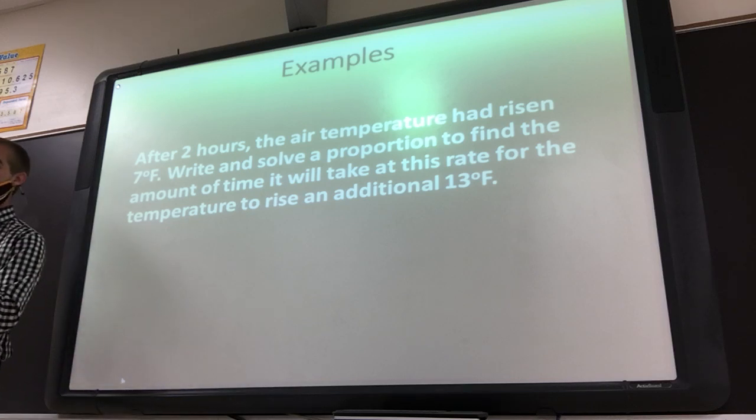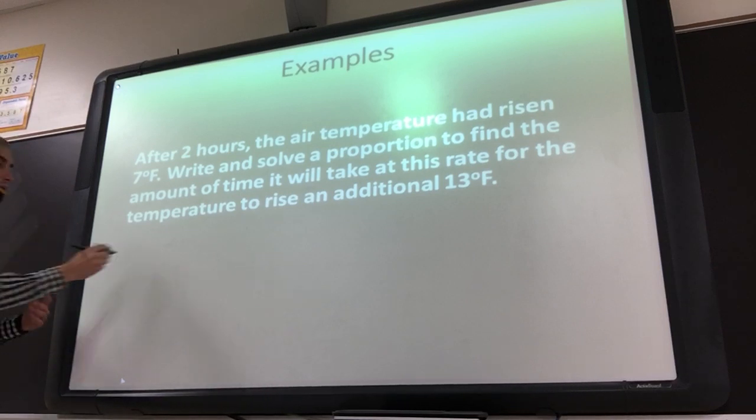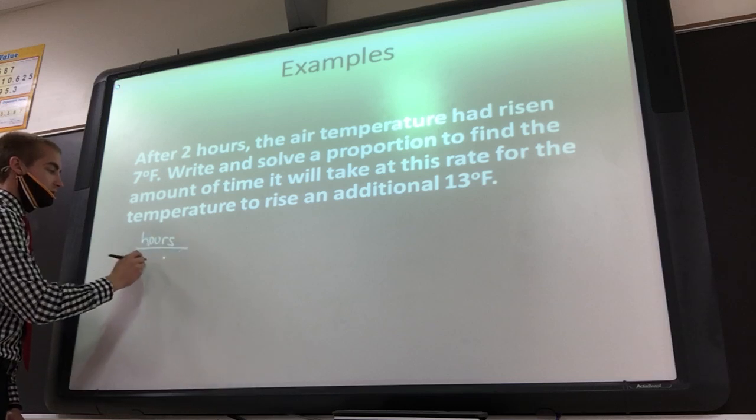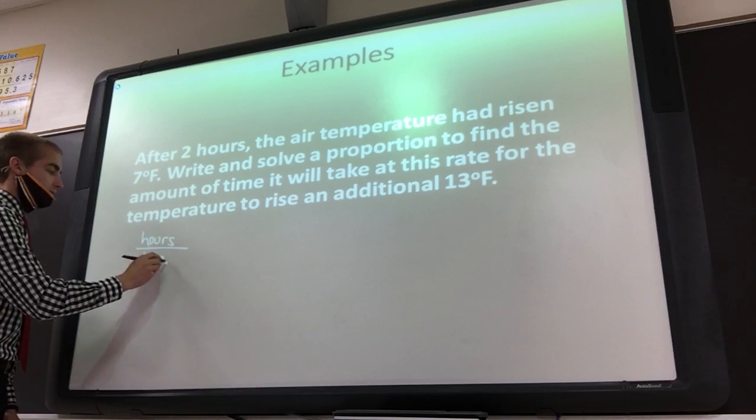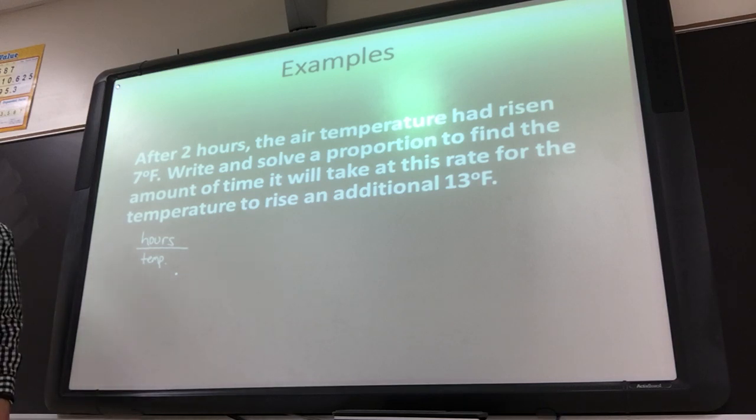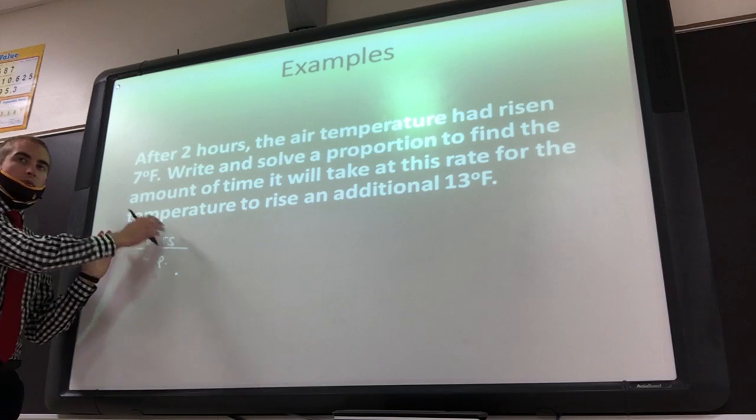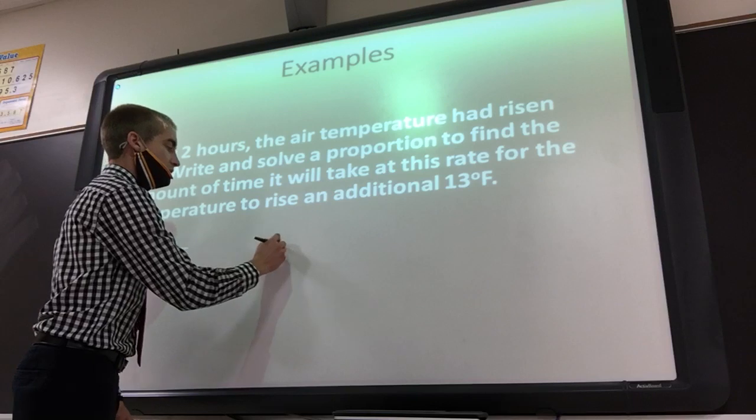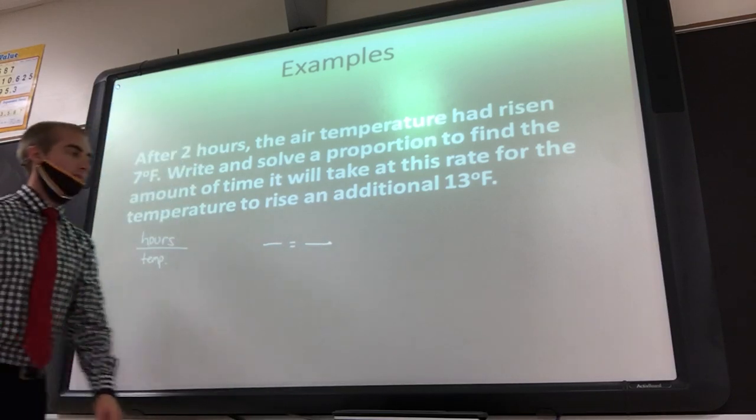It does not matter which one you put on top and which one you put on bottom, as long as it stays on the top and it stays on the bottom. So let's put hours on top, and I'm going to write it like this first: hours over temperature. That way, when you set up the proportion, you know hours has to be on top and temperature has to be on the bottom. So this is not part of the proportion. This is just to help us understand how we're going to set it up. So a proportion is going to be two fractions with an equal sign in between.